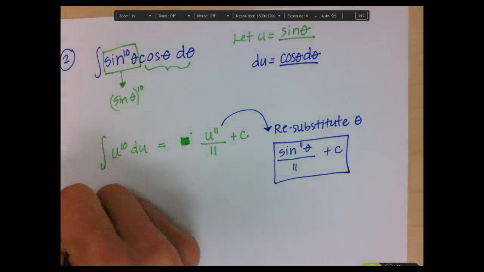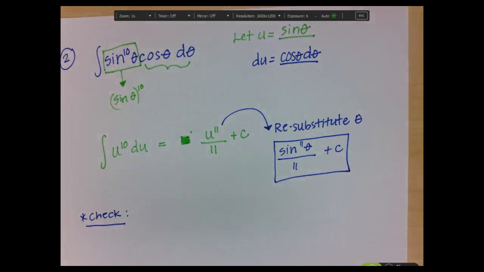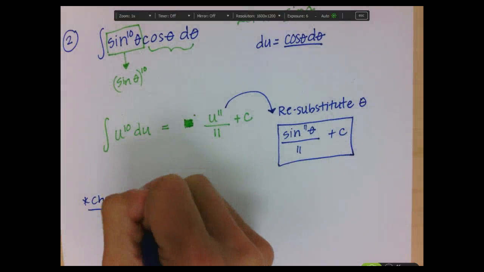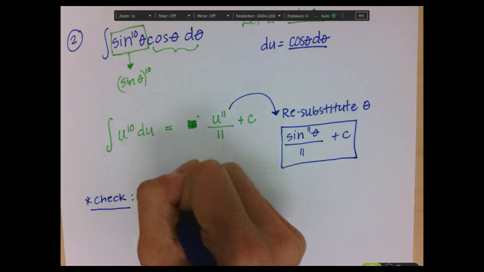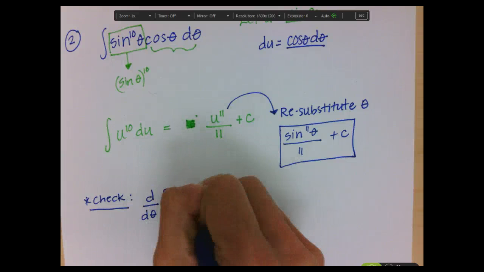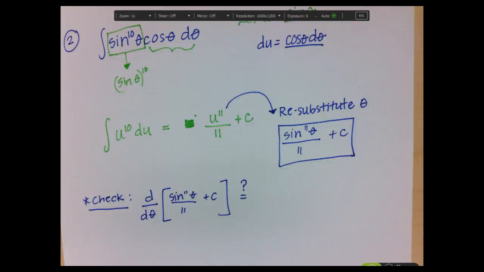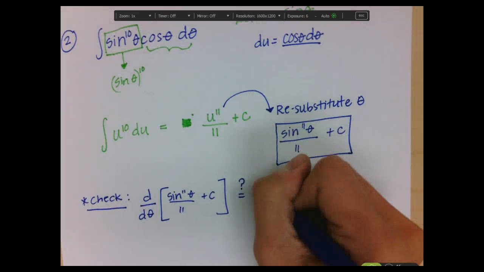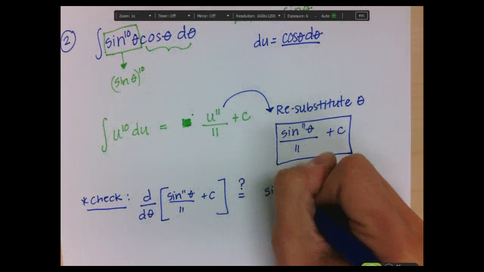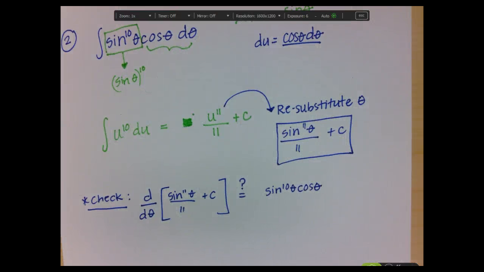Once again, I would recommend checking this. So the check would be to take our answer and find its derivative, and we want to see if that gives us the original function that we integrated. So if you want to pause and try taking the derivative, hopefully you'll get this expression.